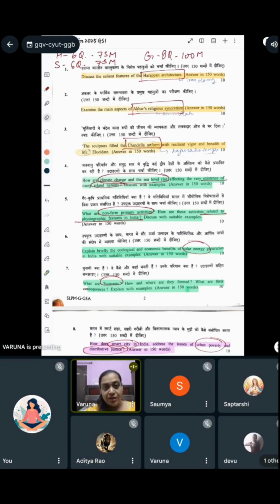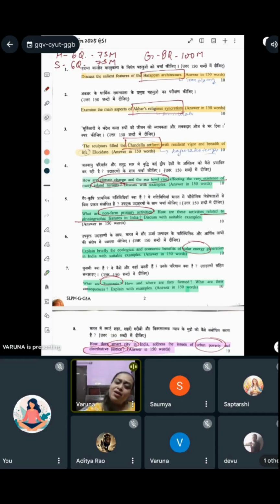So if we see the distribution of the questions, as we all know in the GS1 paper, what all subjects are there? History, art and culture, society, and geography, right? So if we see the distribution, combined history and art and culture has 6 questions. So it was 75 marks. Then for society, again 6 questions, 75 marks. And for geography, it was 8 questions, that is of 100 marks.